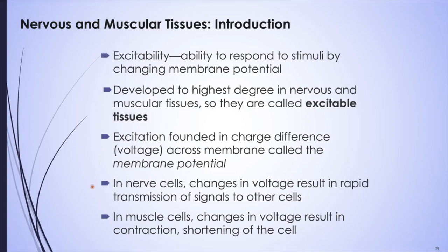In your nervous cells, you're going to get changes in the voltage that result in a very rapid transmission of signals from those nerve cells to other cells. Essentially, that excitation is going to serve as a message to tell those other cells to do something. In the muscles, the change in voltage is going to result in a contraction or shortening of that muscle cell.